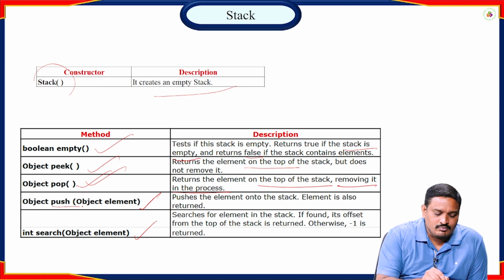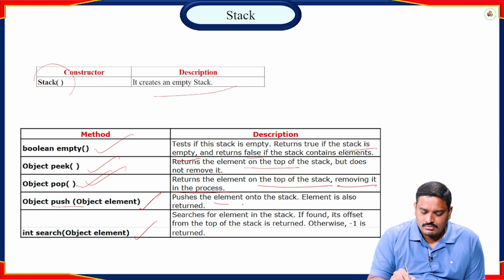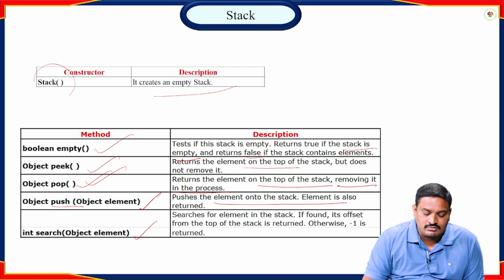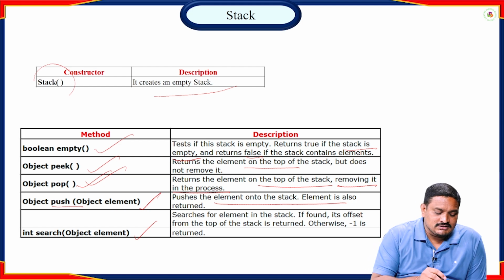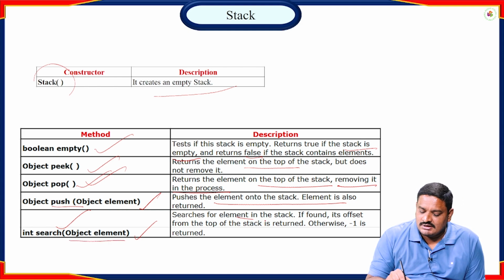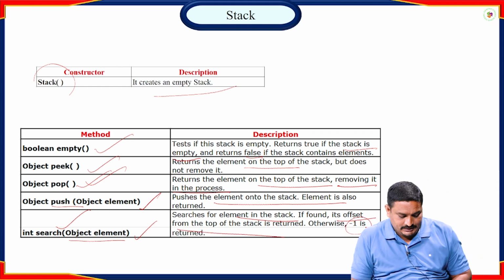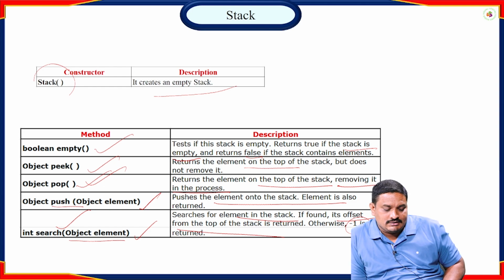Next one is the push method, inserting an element to the top of the stack. Next is searching the stack. The search method has one parameter, which is the element to be searched. It searches for the element in the stack and returns its offset from the top of the stack if found. Otherwise, -1 will be returned. That is the stack class.